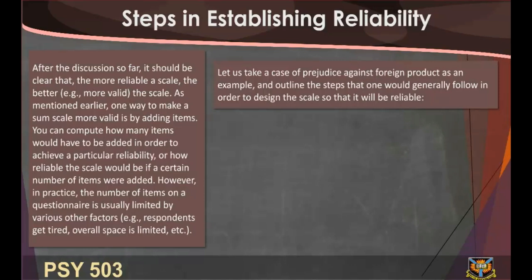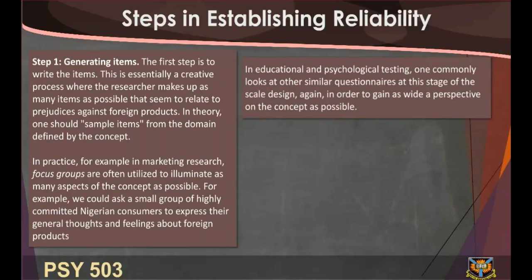Let us take a case of prejudice against foreign products as an example, and outline the steps that one would generally follow in order to design the scale so that it will be reliable. Step 1. Generating items. The first step is to write the items. This is essentially a creative process where the researcher makes up as many items as possible that seem to relate to prejudices against foreign products.